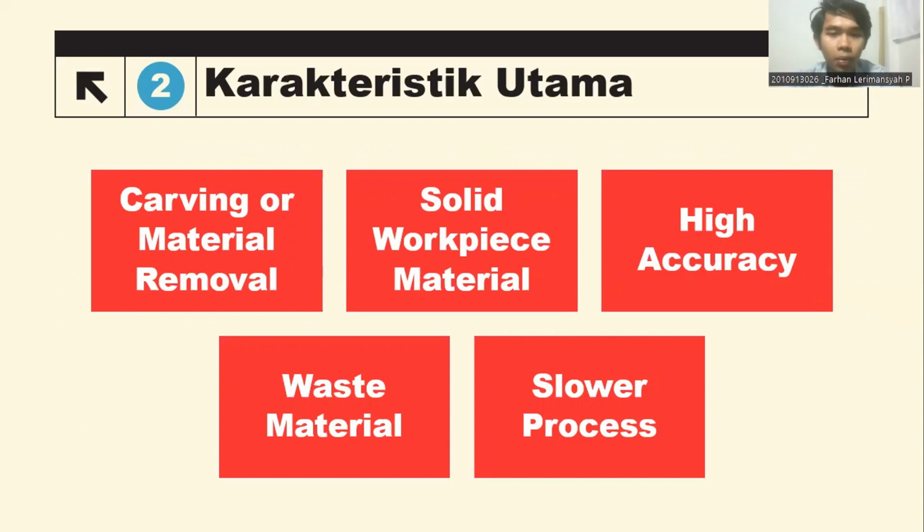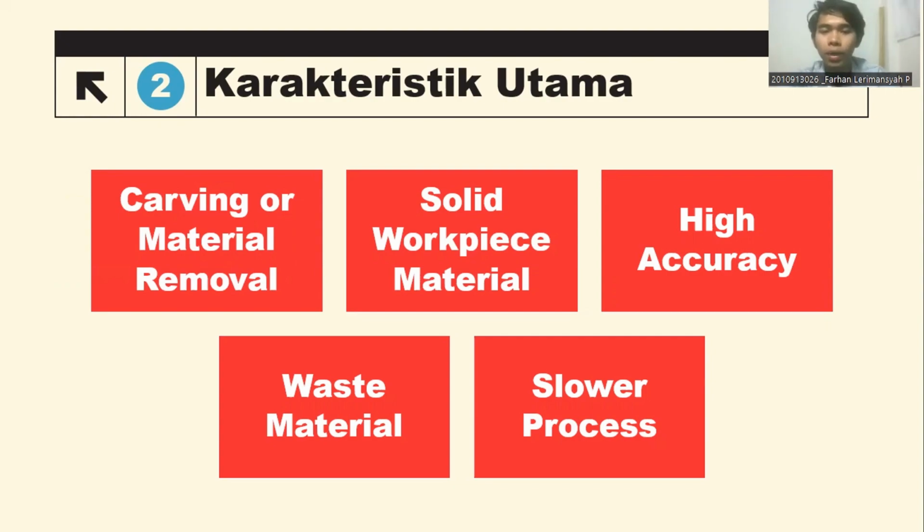2. Solid workpiece material. This method utilizes solid workpiece material, typically metals or plastics that are ready to use in a solid form. Unlike additive methods that use material in the form of powders, liquids, or thin sheets. 3. High accuracy. Subtractive rapid prototyping is often known for its high accuracy due to the precise material removal or cutting process. This makes it suitable for producing components that require tight tolerance.